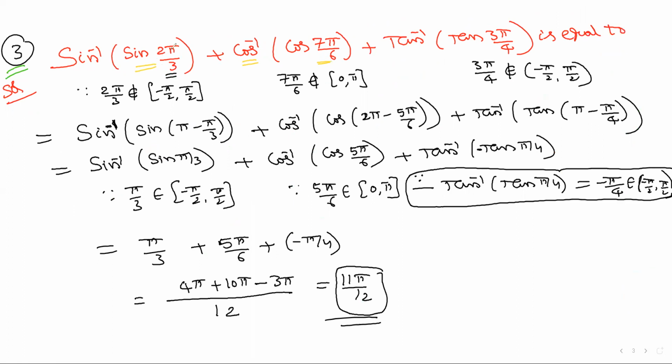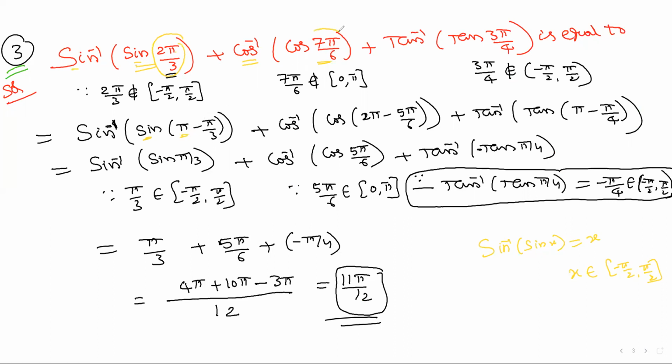Here, we have one property: sin inverse of sin x is equal to x, where x belongs to the closed interval minus pi by 2 to plus pi by 2. Here, this value 2 pi by 3 does not belong to minus pi by 2 to plus pi by 2. So we need to bring 2 pi by 3 into this interval. Sin inverse of sin of 2 pi by 3 can be written as pi minus pi by 3. Pi minus pi by 3 is 2 pi by 3.